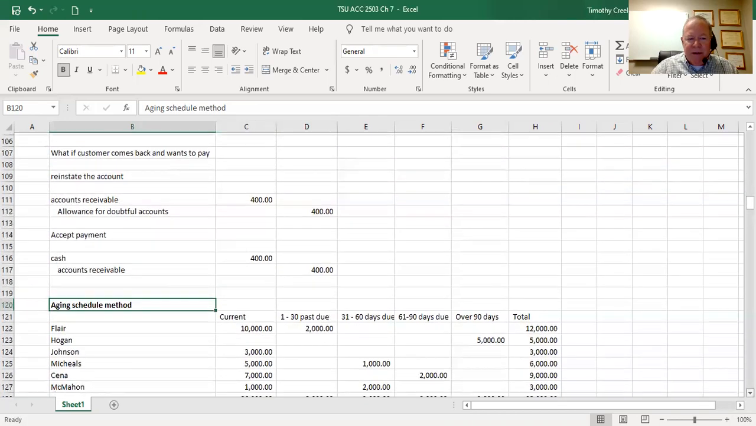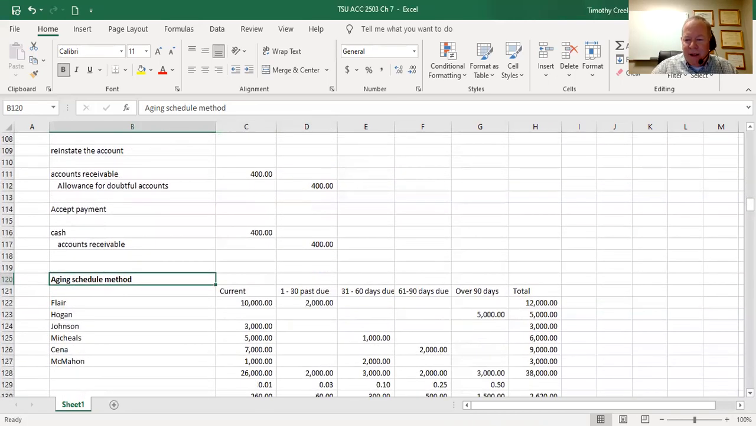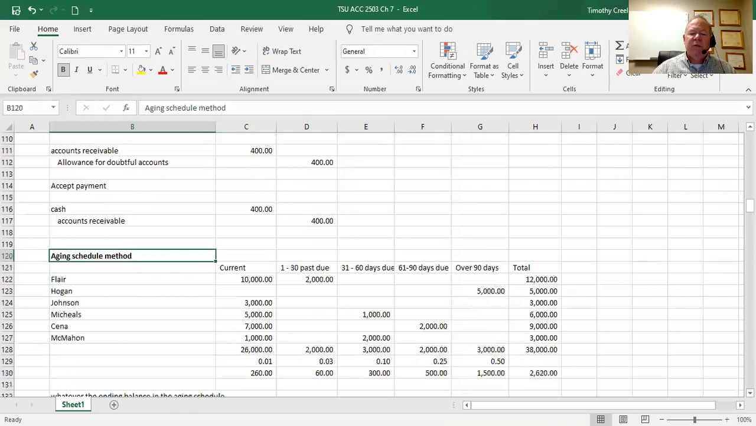So the aging schedule method, you're actually going to prepare an aging schedule. And a lot of companies prepare an aging schedule even if they don't use this method, because it's a very good way to look at the current customers that owe you money, if they're overdue. And a lot of times accounting will prepare this and give it to the credit department, because it shows them the customers that they need to be contacting and really working on to collect.